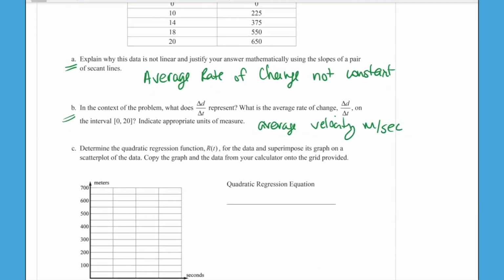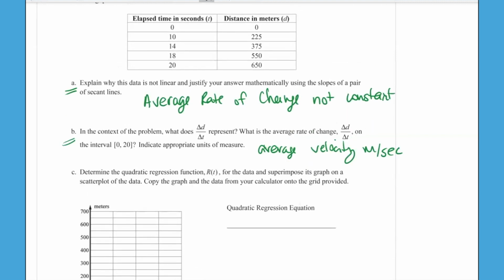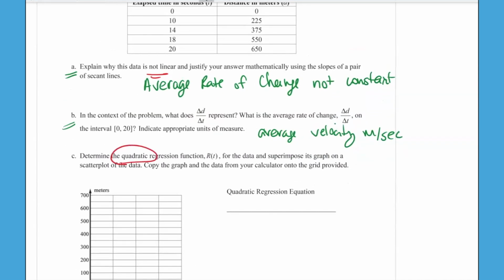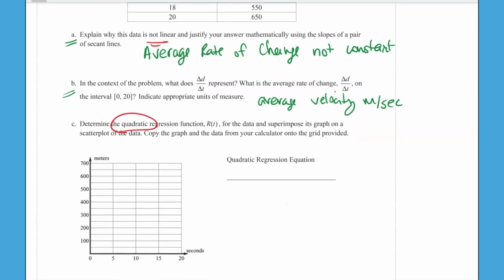So in part C, it says to determine the quadratic regression function R of t for the data. So they're telling me, okay, you recognized up here that this is not linear, and I'm going to tell you that it's actually quadratic. And I want you to get the formula for that. So that's what we're going to do. We're going to look at how to do that on the calculator.